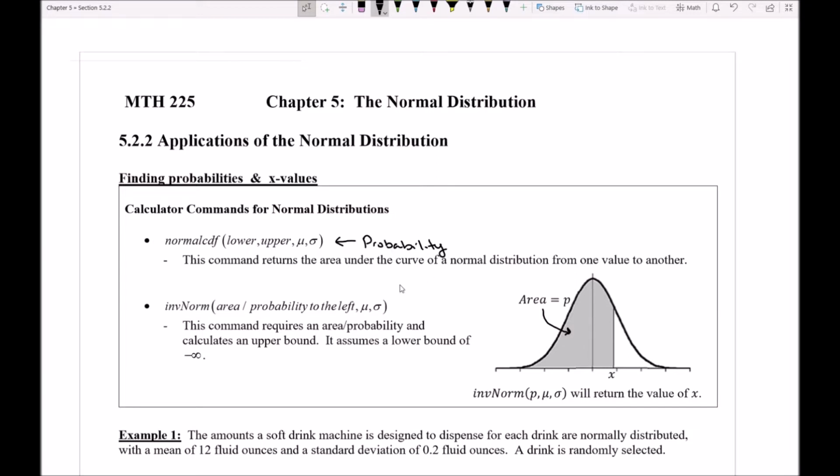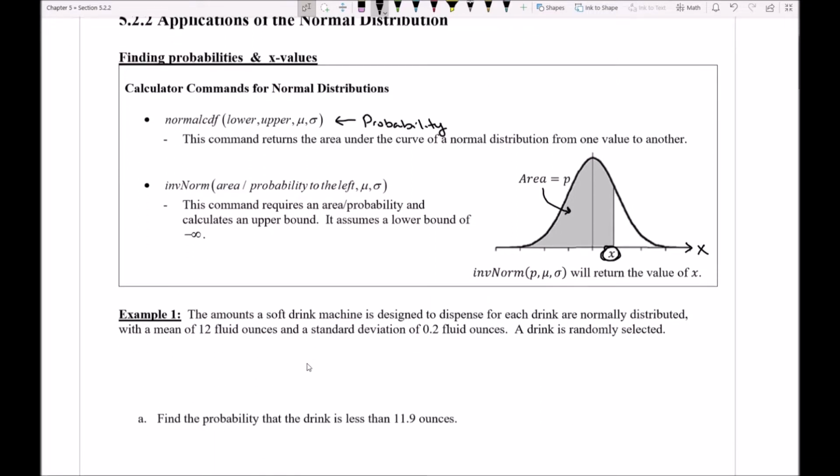So it's again super important to keep in mind that this command here will find for us a probability. And so we saw in the last section a little bit of how to do that, and we'll continue to do that sort of question in this section. However, we're also going to learn about this new command referred to as the inverse normal command. And we'll see that this calculator command will ultimately be responsible for returning a value of x. That is, it will find a number that exists on our horizontal number line. So let's see how this works as we take a look at example number 1.